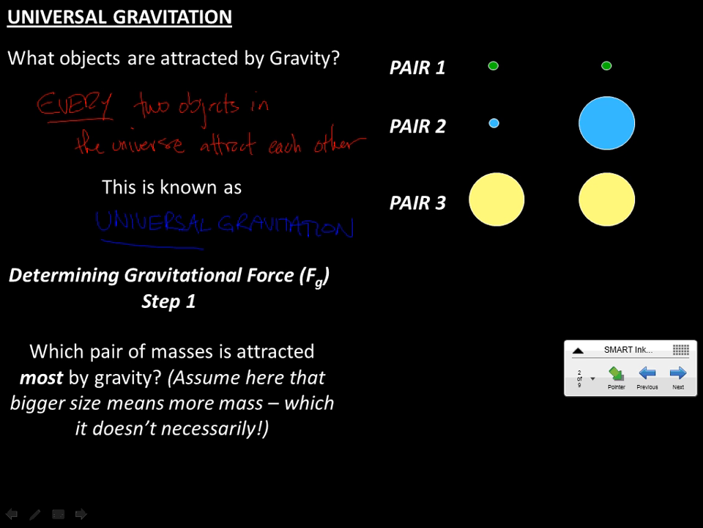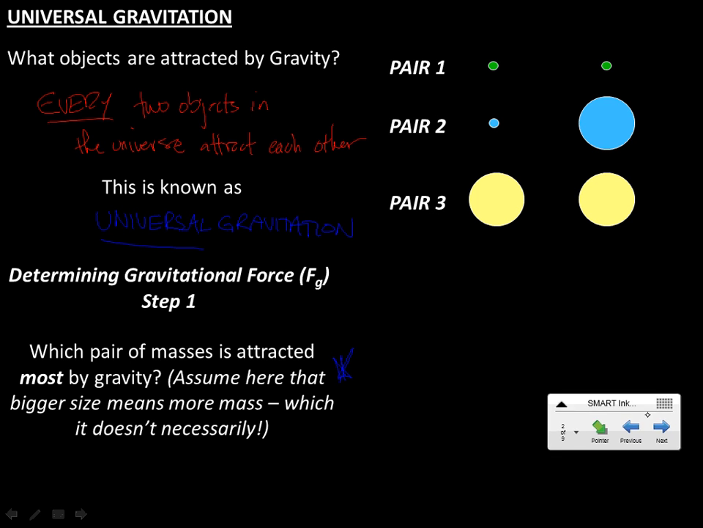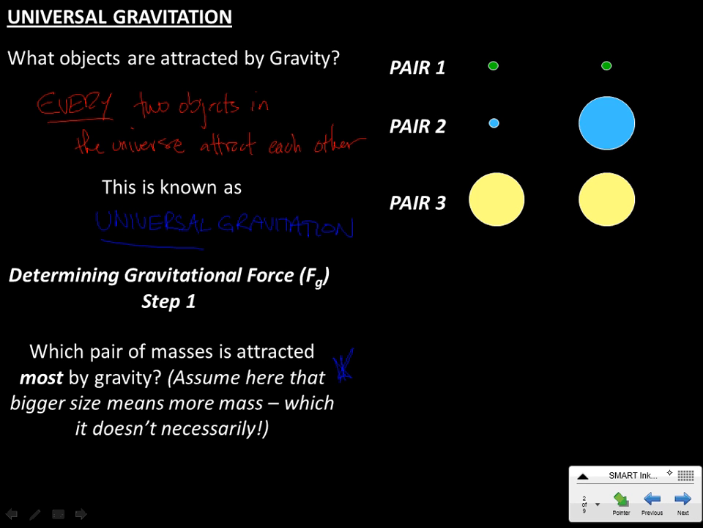Let's look at three pairs of masses. What we're assuming here is that a larger size object means a more massive object. So we have pair 1, pair 2, pair 3. The question is, which pair feels the largest gravitational attraction? So think for a minute.